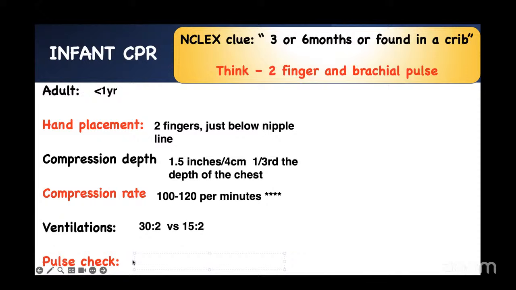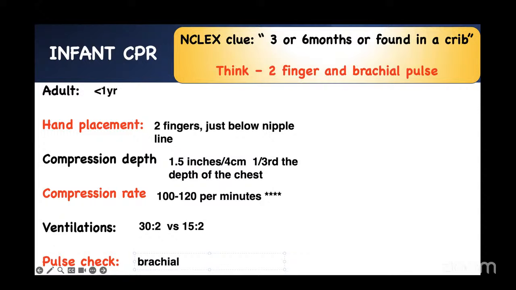Not carotid, it's the brachial pulse. So brachial pulse is where you check for an infant. That's very, very key. Therefore, if you look for a question that says 3 months, 6 months, kid is found in the crib, you're dealing with a young kid.